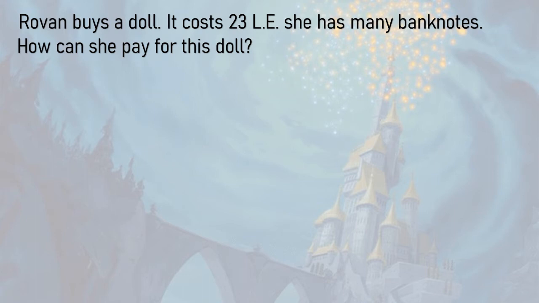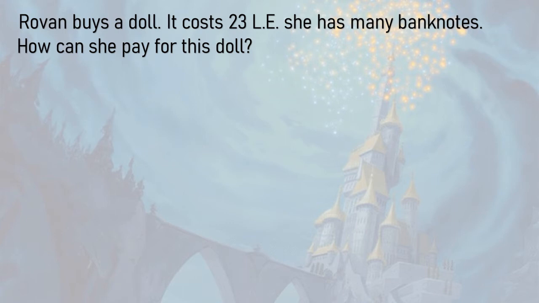First, do I have one paper of 23 Egyptian pound? Do I have a banknote that has the value of 23 Egyptian pound? No, we don't. So how can she pay for that doll? Yes, as I said before, we are going to use the 7 banknote denominations that we have to create this amount of money, to create 23 Egyptian pound to pay for that doll.